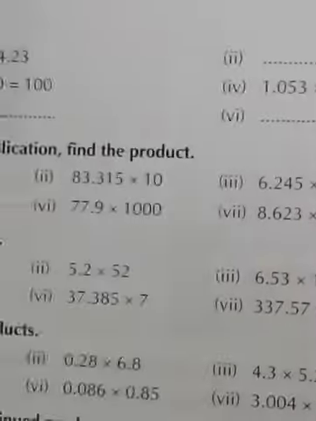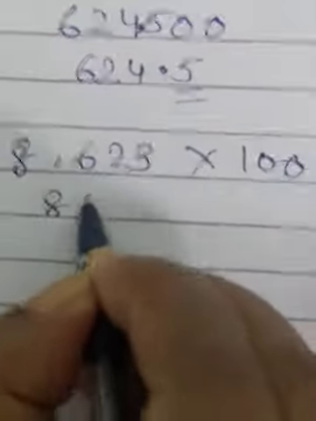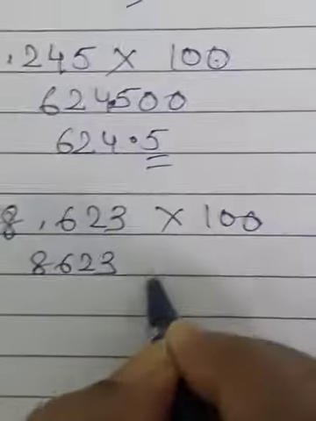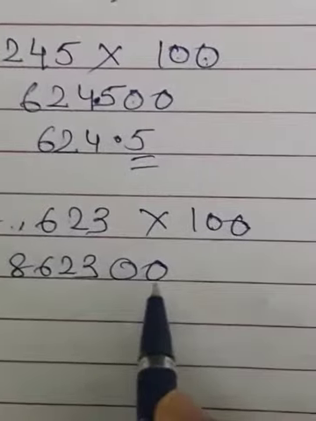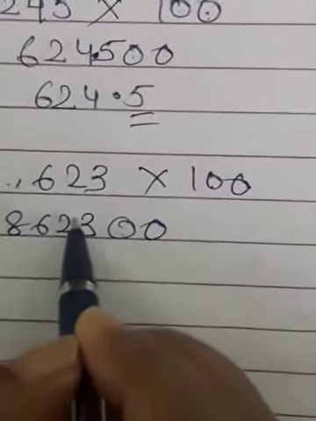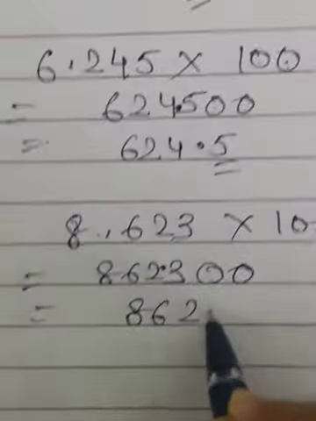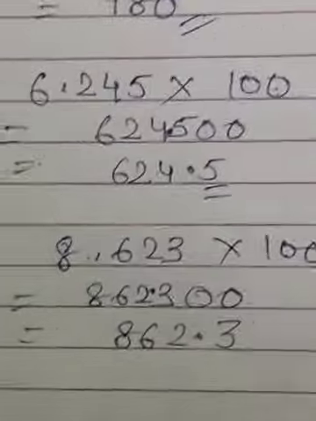Let's take the seventh one. 8.623 multiply by 100. Same way, ignore the decimal point, just write this number 8623. Now these 2 zeros also you add. After the decimal there are 3 digits, so count 1, 2, 3. This is the decimal point here, 862.3.